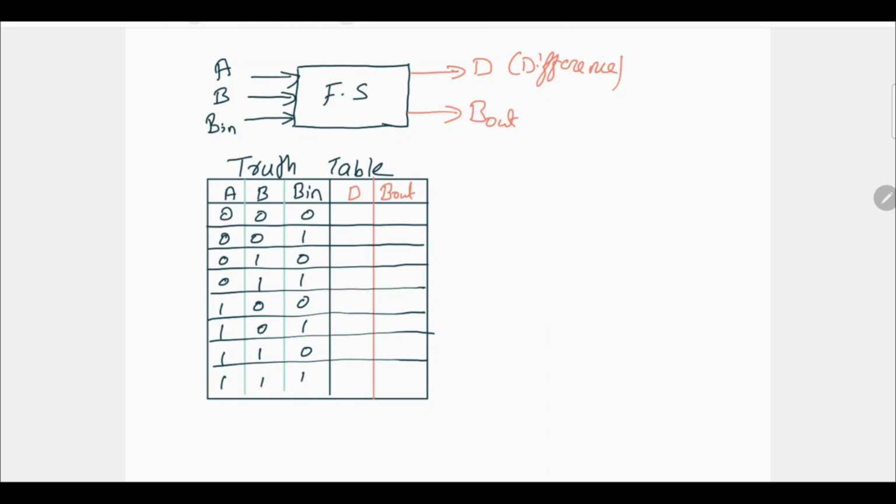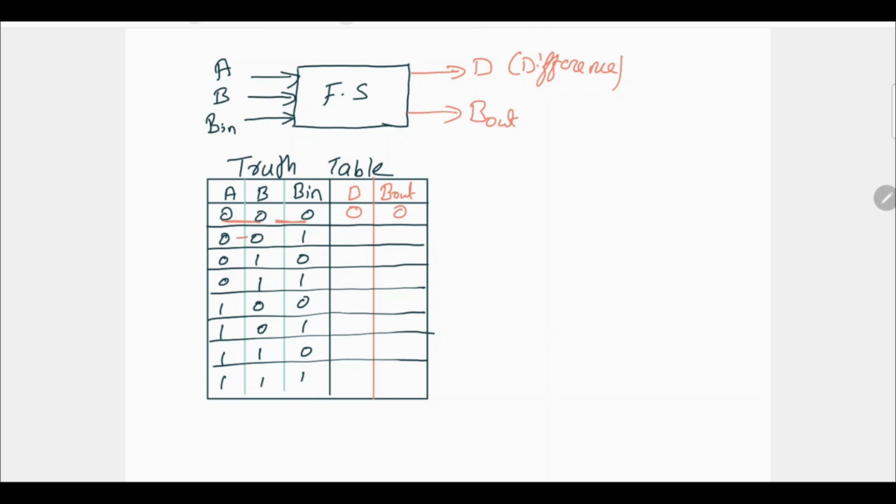The first one, 0 minus 0 is 0, that resulted 0 with B in. When we subtract that 0 minus 0, again it is 0. So, first 0 minus 0 is 0 and this 0 minus this 0 is 0. So, the final answer is 0. Therefore, the difference is 0. We haven't borrowed anything when we do this 0 minus 0 and again 0 minus 0. So, borrow out is also 0.